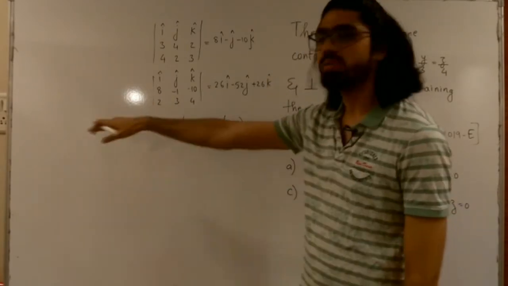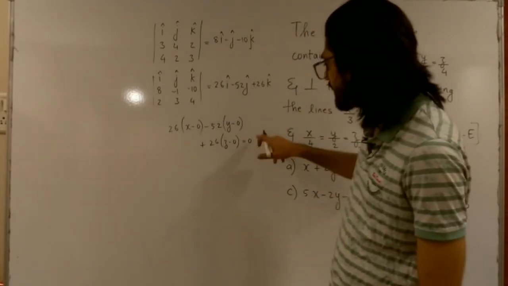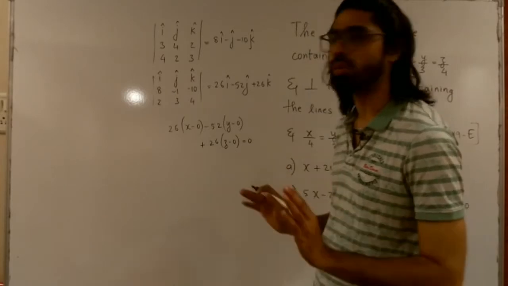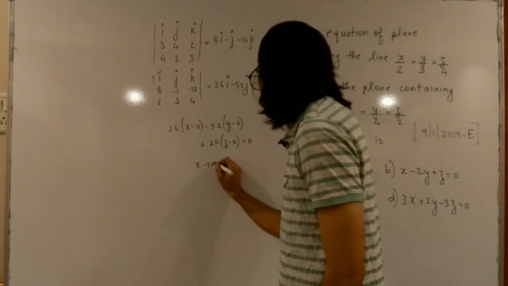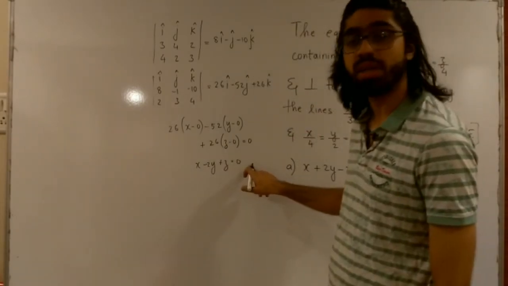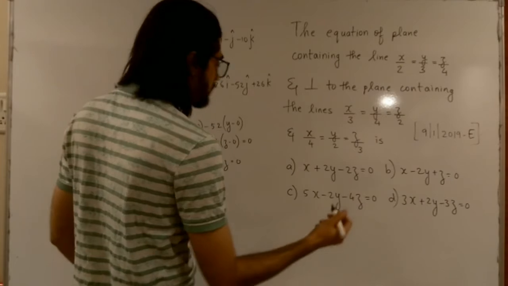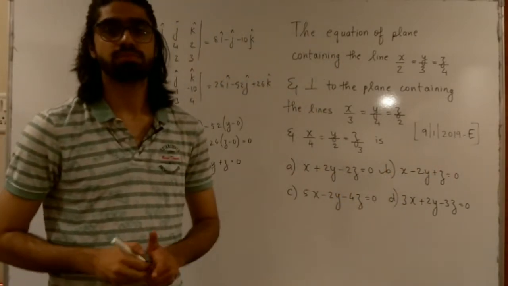You can pull out a 26 common from all the terms, and that 26 can go on the right hand side. 0 upon 26 will be 0 only. So I will be left with x minus 2y plus z equal to 0. This is the equation of our required plane, and that makes option B the right answer for this question.